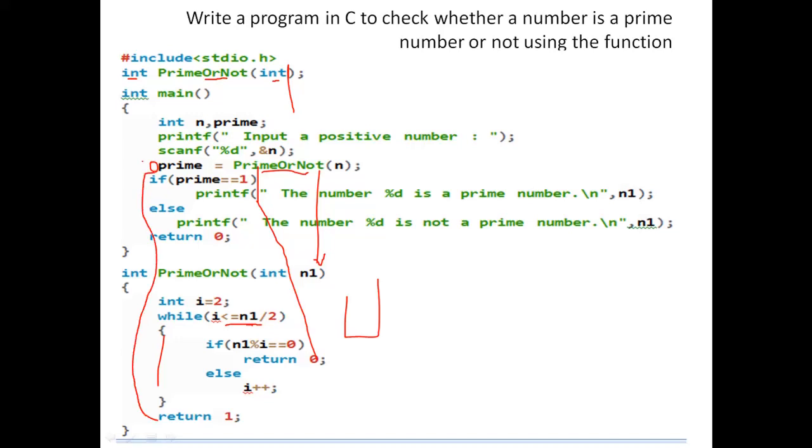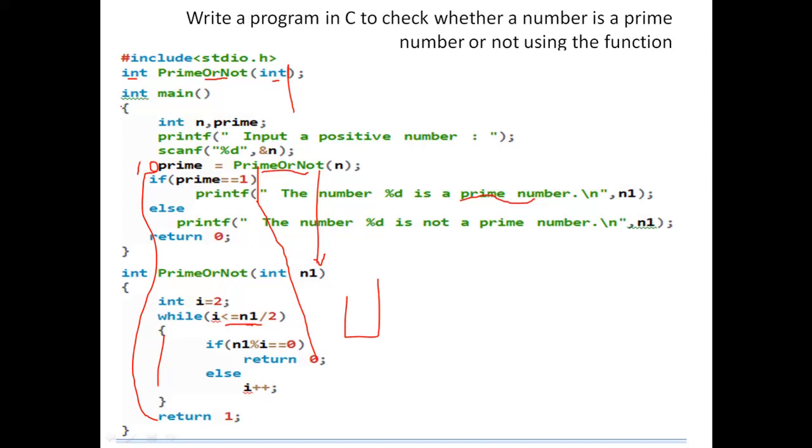This time what is returned? 1 is returned. So 1 is equal to 1 and this condition is true, so this printf is executed. It says the given number is prime number, the else part is skipped, return 0 is executed, and the program terminates. So this is how functions are executed.